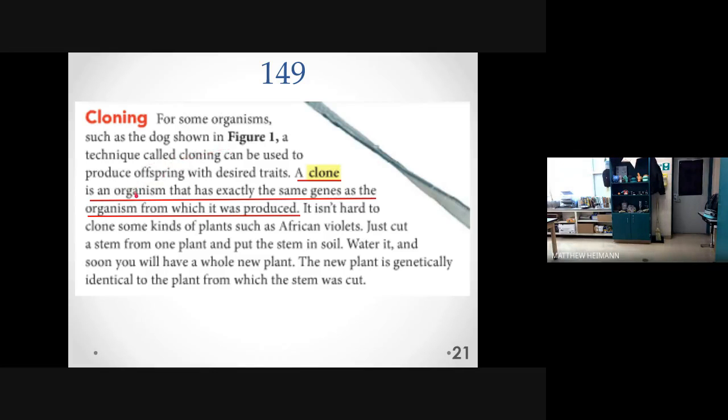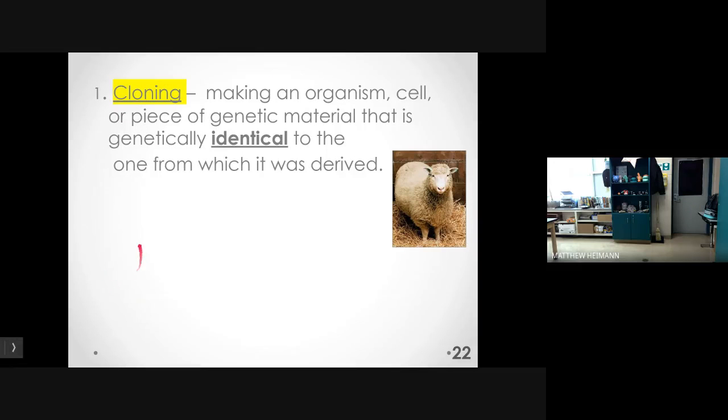Anyway, a clone is an organism that has exactly the same genes as the organism from which it was produced. It is not hard to clone some kinds of plants, such as African violets. Just cut a stem from one plant and put the stem in soil. Water it, and soon you'll have a whole new plant. That's cool. The new plant is genetically identical to the plant from which the stem was cut. So cloning is making an organism, cell, or piece of genetic material that is genetically identical to the one from which it was derived. Apparently, they like to clone sheep. There's a really famous sheep that was cloned, Dolly, I think her name was. So that's cool.